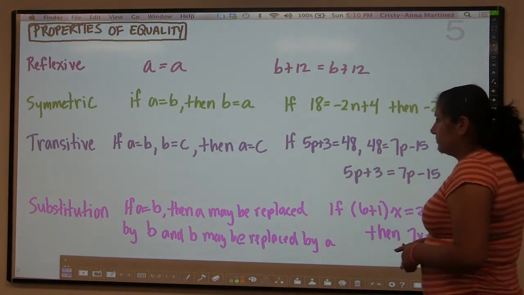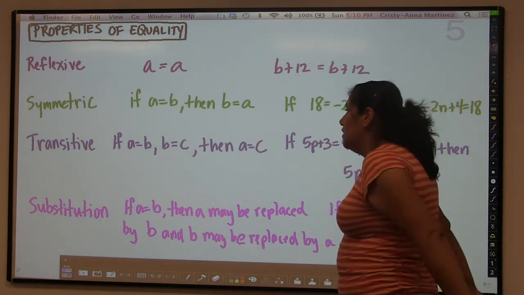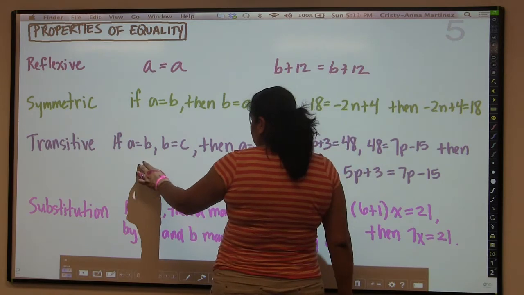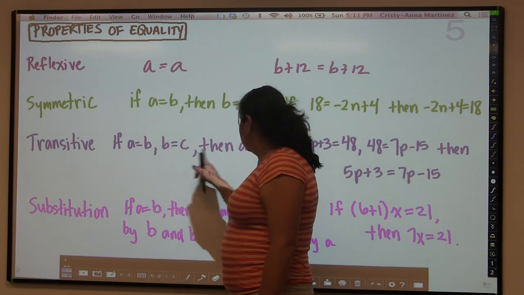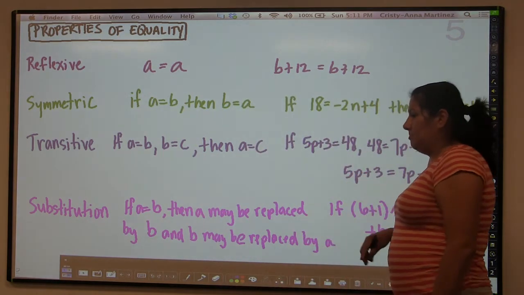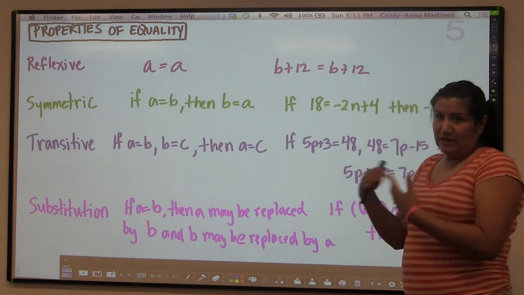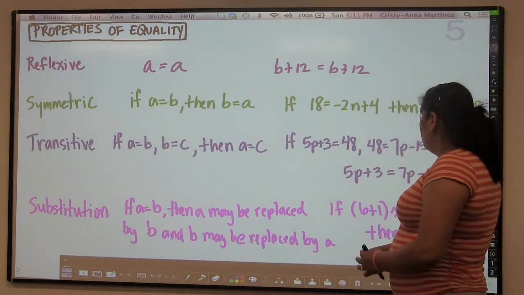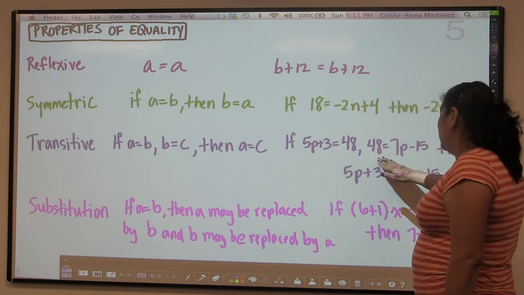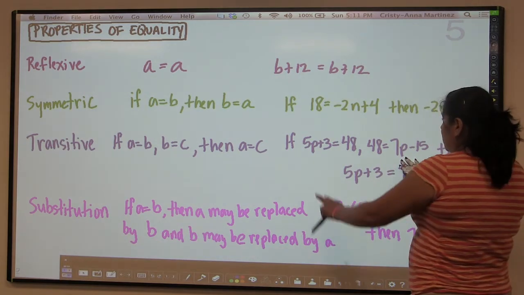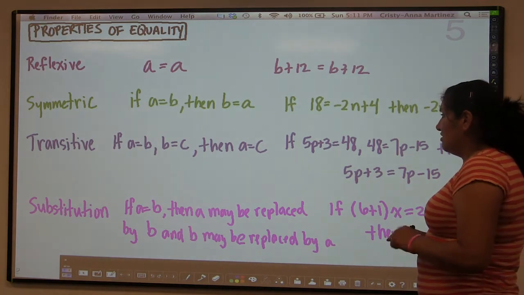Transitive reminds me of the word transfers, like something transfers off to you. So if A equals B and then in turn B equals C, you can kind of get rid of the middleman and then you have A goes to C. That's kind of like saying if I'm older than you and you're older than a smaller sibling, then obviously I'm older than that sibling. But here we go mathematically, if 5p plus 3 equals 48, and in turn 48 equals 7p minus 15, then the original expression, 5p plus 3, would also equal 7p minus 15. So it kind of gets rid of the middleman.